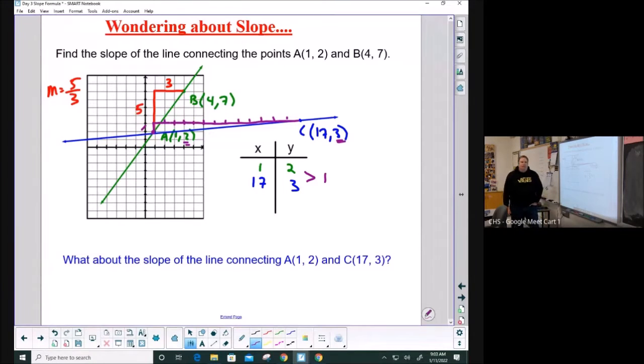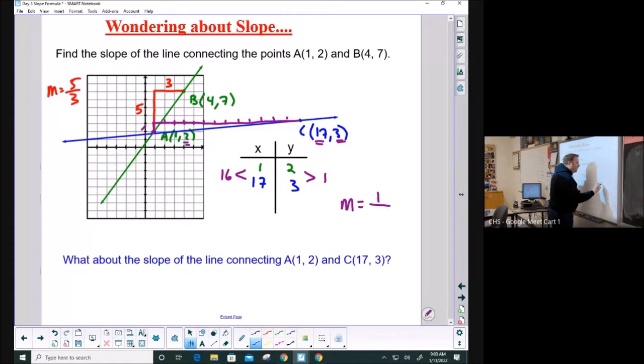Red says 16. And I agree with that because, yes, Keegan, the x-coordinate tells us about the run. And you see we're at 1 and we went all the way to 17. And you can see that right here. So the difference is 16. So the slope in this particular case is rise over run, 1 over 16, which is the same thing we did yesterday with the tables, right?